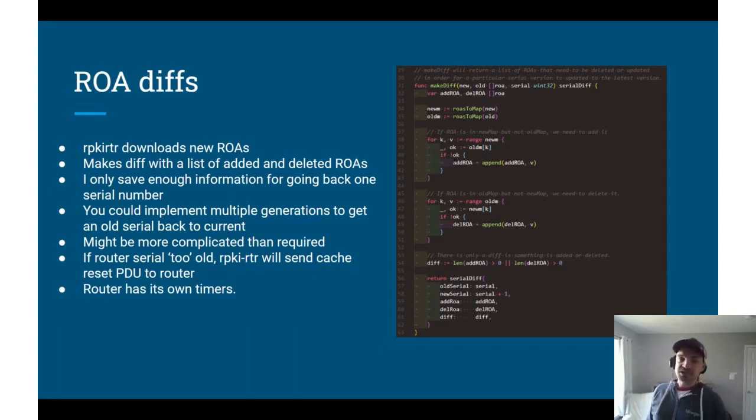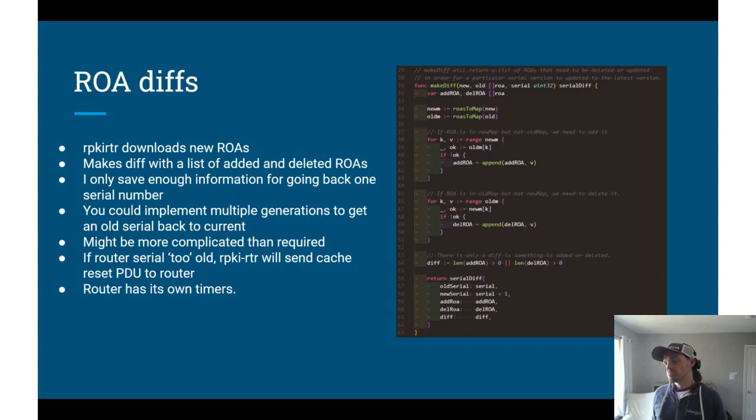The router itself also has its own timers, right? So the router does not have to wait for the cache to send a serial notify. The router at any time can actually just ask the cache, hey, I'm currently running version 11. What are you running? And if the cache is also running version 11, it will just say, I'm running version 11, and that's the end of it. There's no more communication after that.